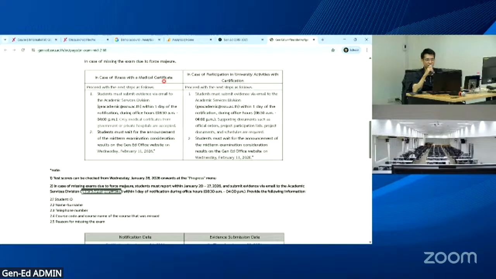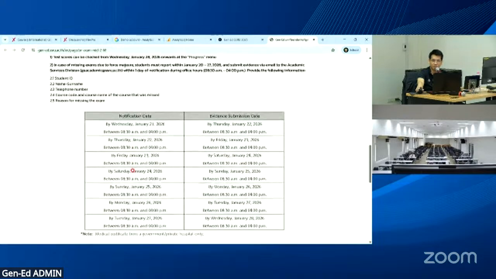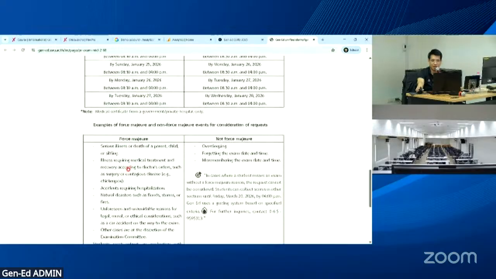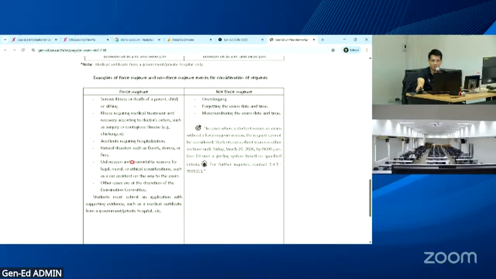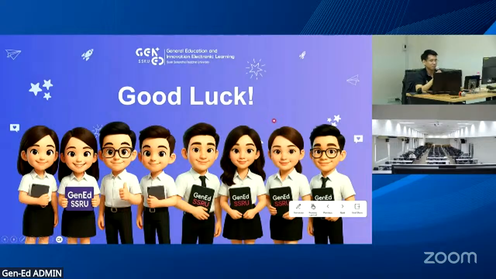Now, but in case something happened, you need to go back to your home and you cannot do the test, or you have got an accident, or you have a serious illness that you have to miss the entire midterm examination period. Now you can contact our office and you need to provide the evidence like medical certificates or official documents, and we will consider the case by case. Okay, and that is the last one.